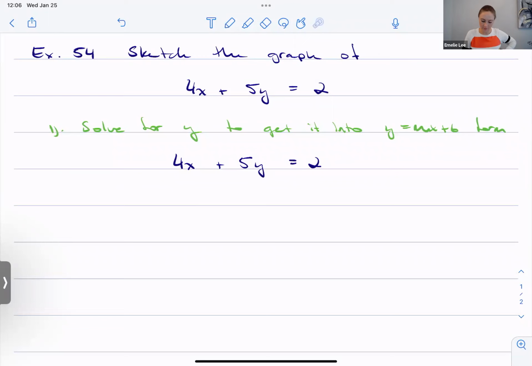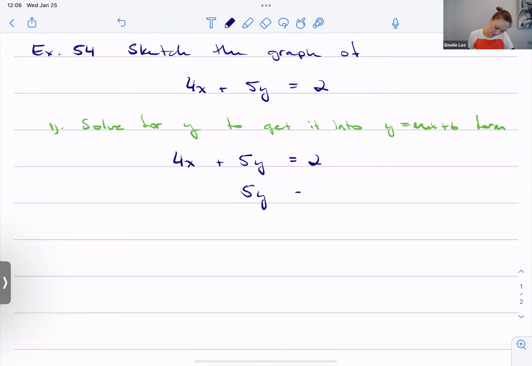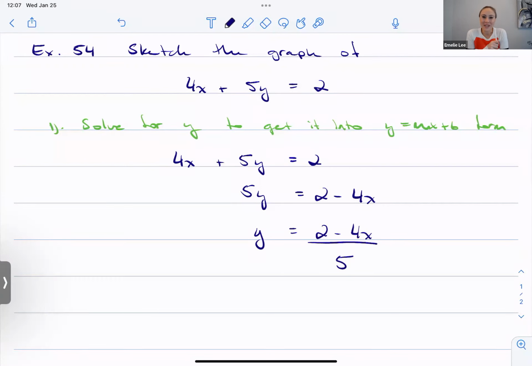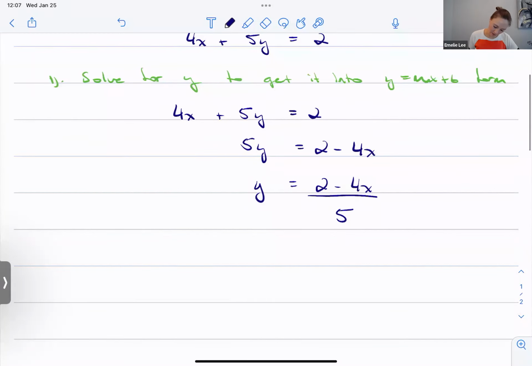Now solving for y, right, I'm going to move everything over that's not y over to the right-hand side. And so I get 5y is 2 minus 4x, right? Subtracting 4x from both sides. And then what I have to do to get y on its own is divide both sides by 5. So then I get y is (2 minus 4x) over 5, right? It'd be so nice if 2 and 4 were divisible by 5, but neither of them are, right? So we're dealing with fractions, which is kind of annoying, right? Or we can write y is 2 over 5 minus 4 over 5 times x, right?